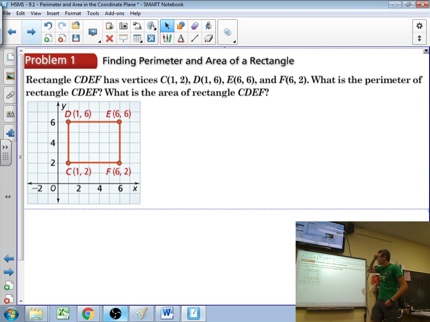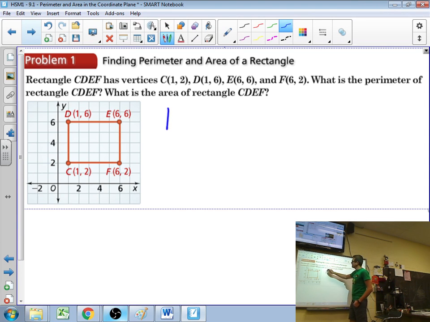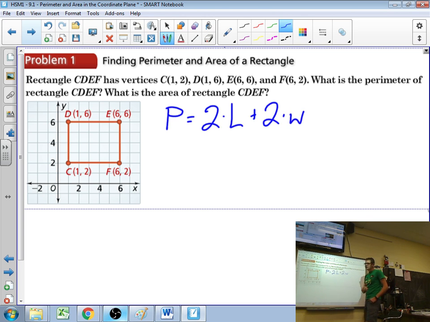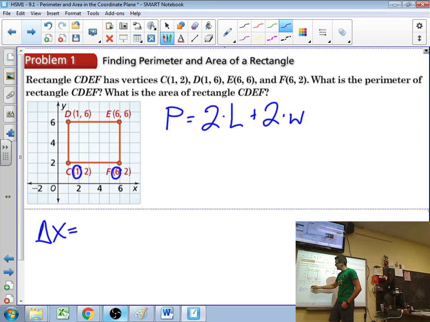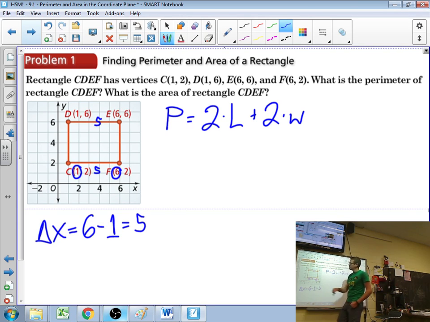So when you look at problem 1 here, we need to find the perimeter and the area of this rectangle. Now perimeter is fairly easy when we have a rectangle. It's going to be 2 times whatever the length is and 2 times whatever the width is, because we know that the length and the width will each have matching partners on the other side. So what I do here to figure out the length is I say this x value is 6 and this x value is 1. So to find my change in x, or that distance, I can just do x2 minus x1, and that gives me that distance is 5. So I know that both of those are 5.